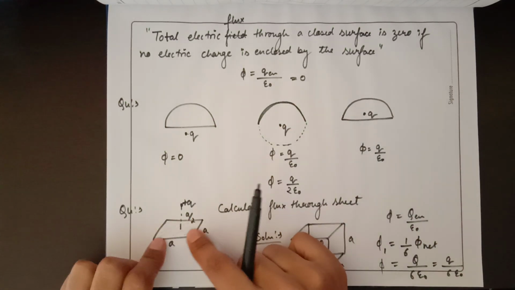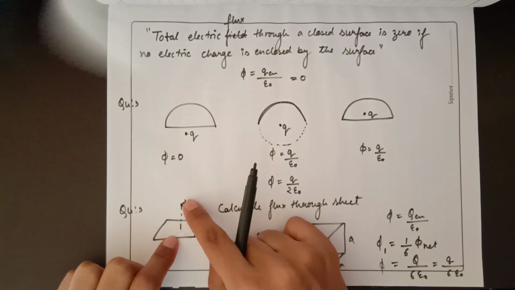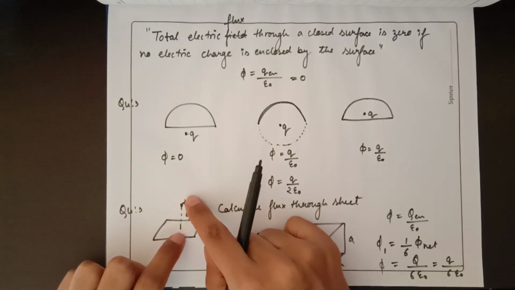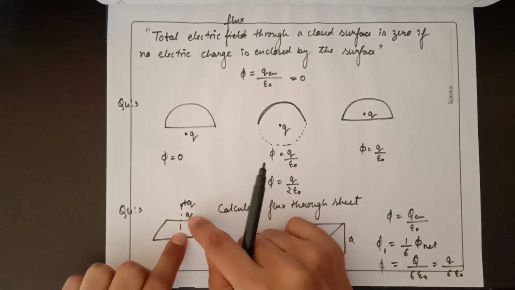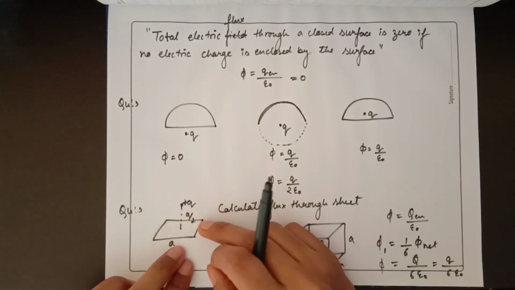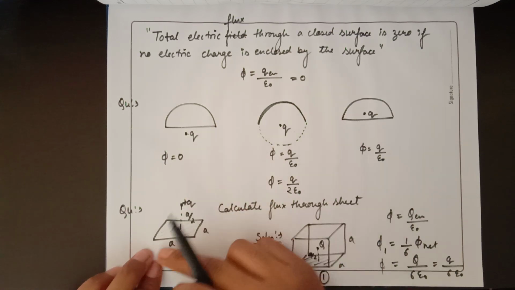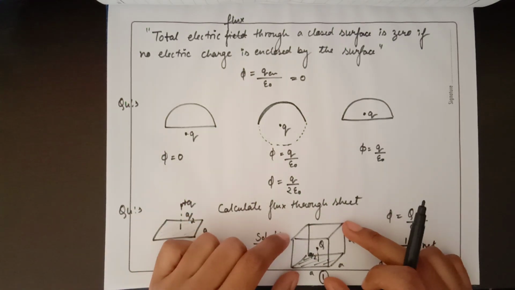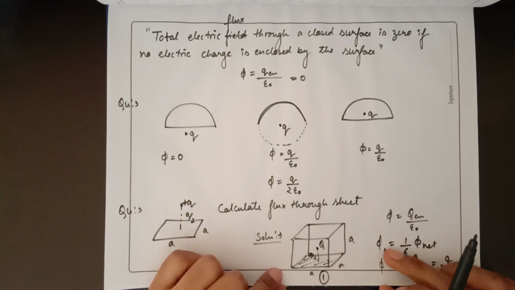This was a sheet and q charge was placed at a distance of a by 2 from it. So first we will make it a closed surface like this, and calculate electric flux like this.